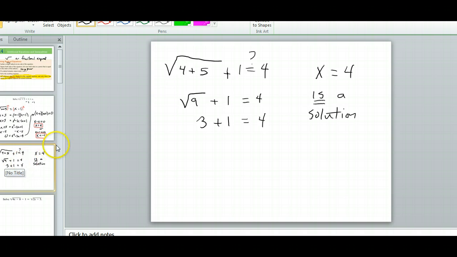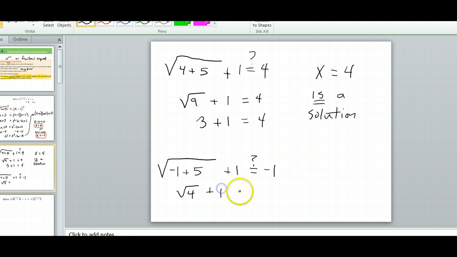Now check the other one, -1. We're plugging in -1 everywhere there was an x. So I get the square root of -1 plus 5, plus 1. Is that equal to -1? -1 plus 5 is 4. Square root of 4 plus 1. Is that equal to -1? Square root of 4 is 2, 2 plus 1 is 3, and 3 is not equal to -1. So what does that mean? That means x equals -1 is not a solution.